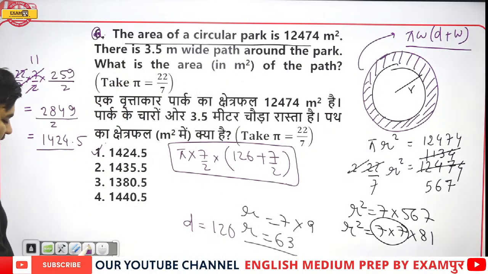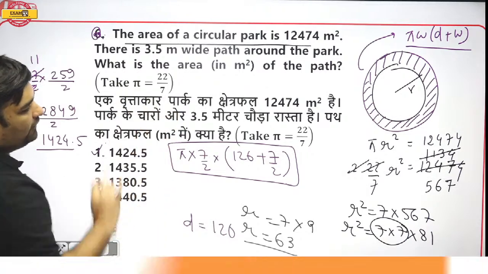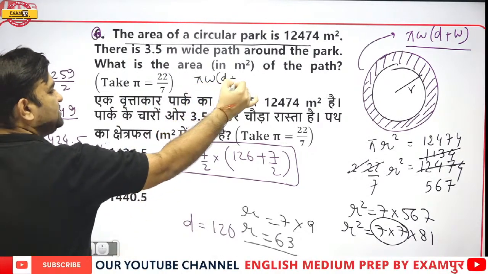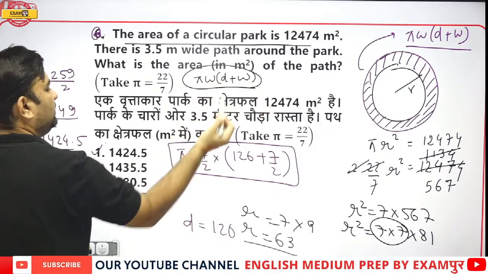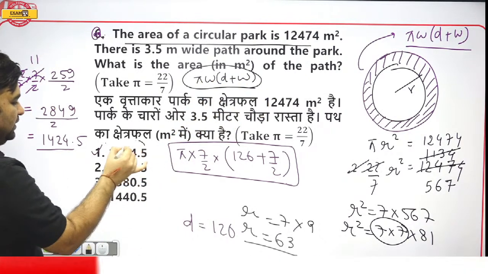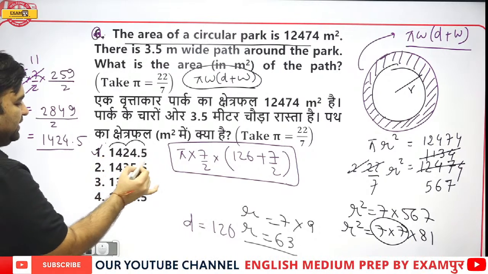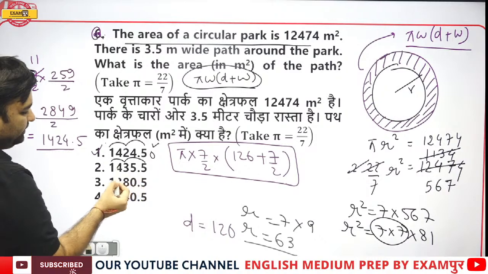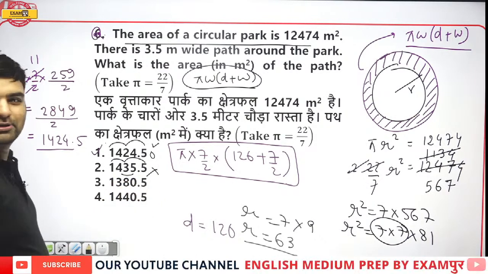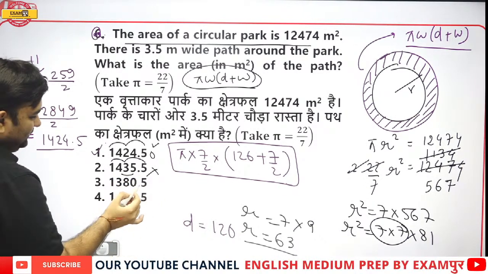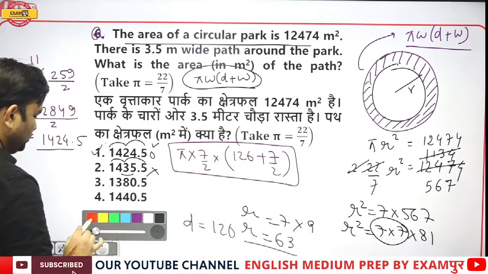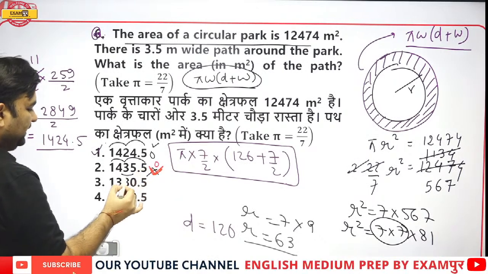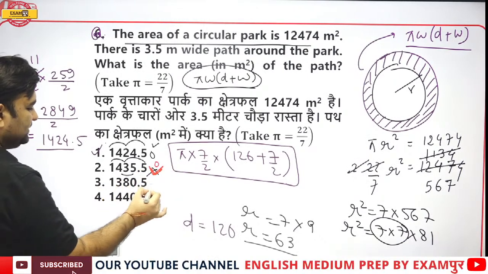Like, the area of the path, you know, is pi w (d plus w). So my answer should be a multiple of 11. 7 plus 1, 8. 8 minus 8, 0, multiple of 11. 8 plus 1, 9. 9 minus 9, oh, it is also a multiple of 11. So two multiples of 11. 13 plus 1, 14. 14 minus 3, 3, multiple of 11.